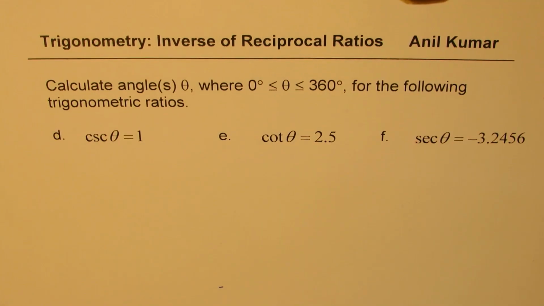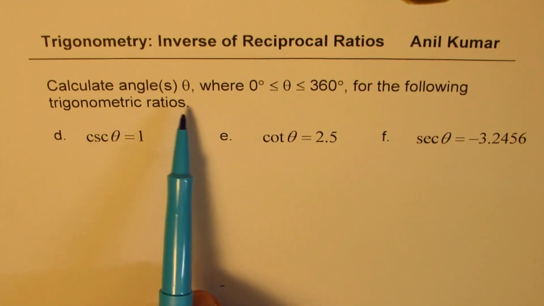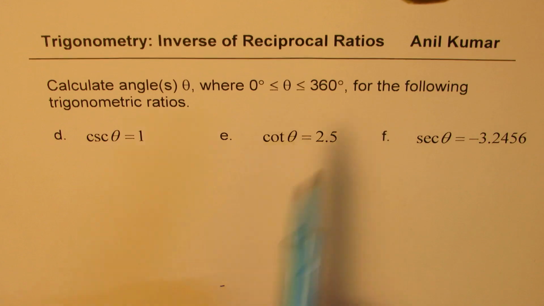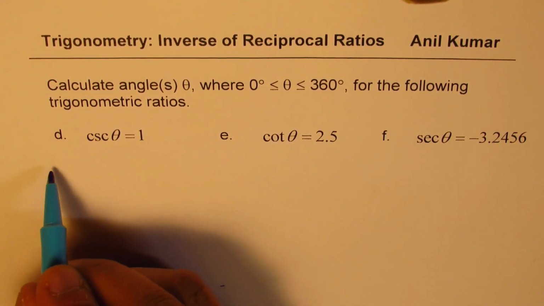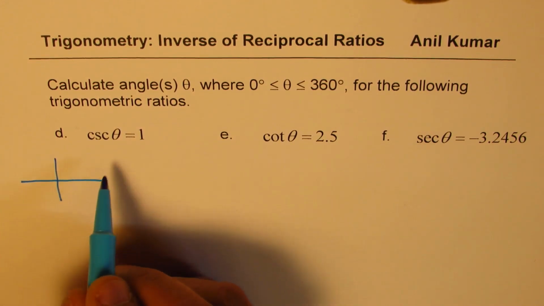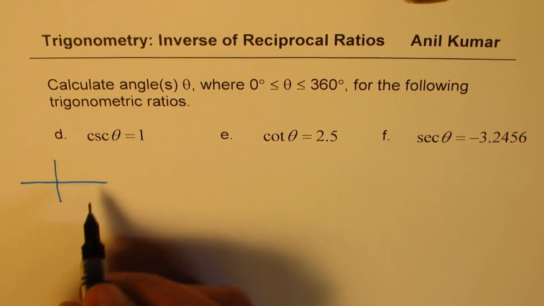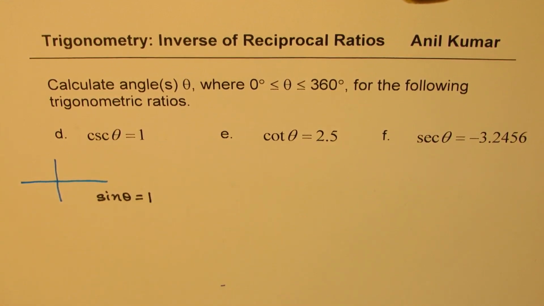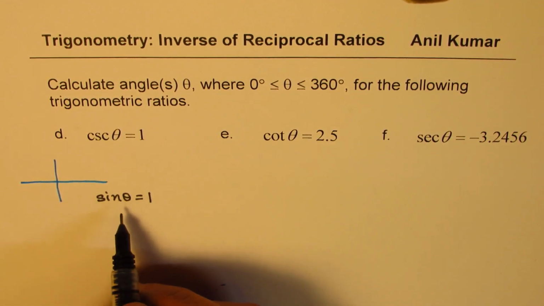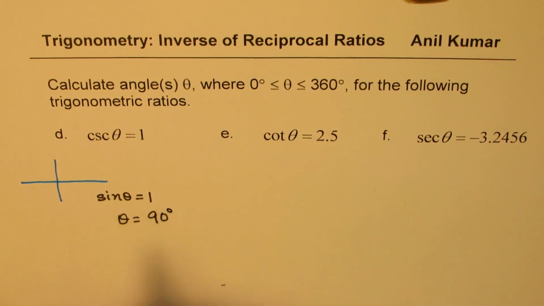Now, let's take up the last 3 parts of this question. We need to calculate the angle theta, where theta is between 0 to 360 degrees. For cosecant theta equals 1, let's begin with this. Now, in this case, cosecant theta is 1, it is positive. So where could we get the solution? Well, cosecant is the reciprocal of sine, so that basically means that sine theta is also equal to 1. Now sine theta is 1 for just one angle, which is theta equals 90 degrees, so that becomes your solution.